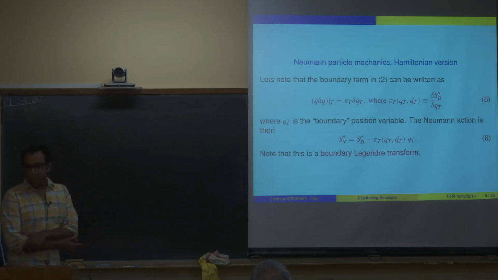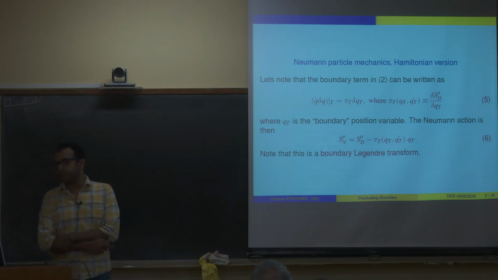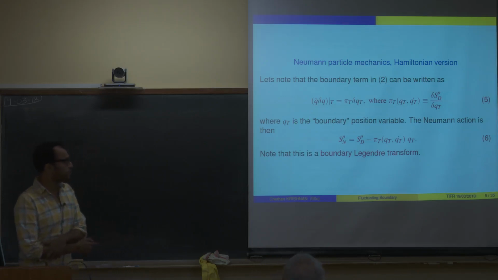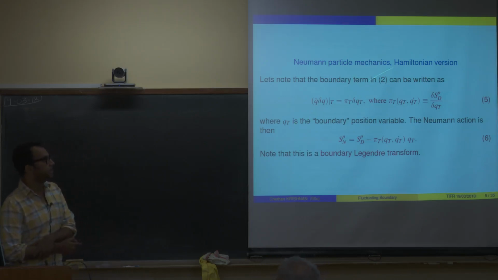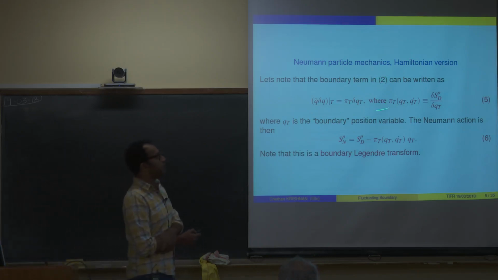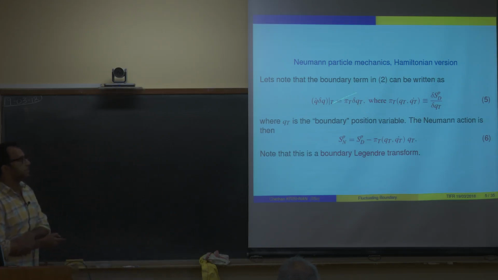So I'll look at this in a slightly different notation, let's say. Instead of talking about velocity and position, now I can talk in terms of canonical momentum, a boundary canonical momentum, where this pi t is defined in this way, and you can check that for the particle mechanics problem, pi t is just q dot.